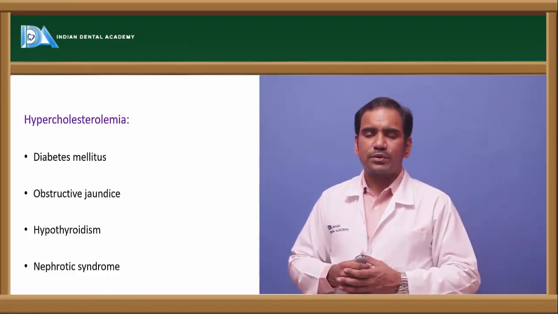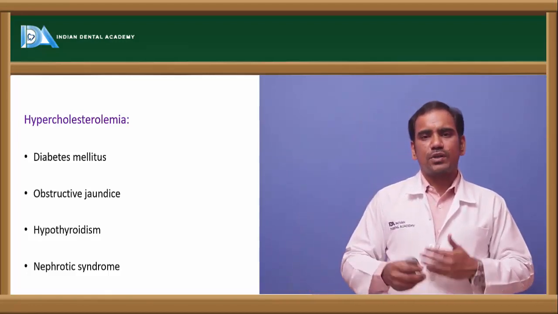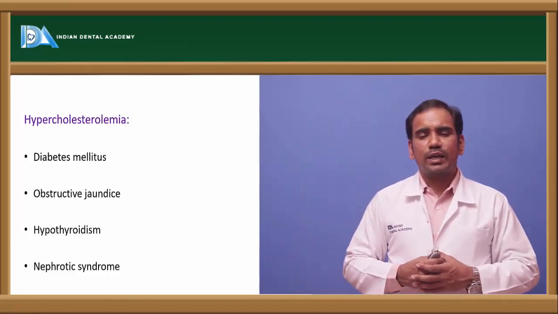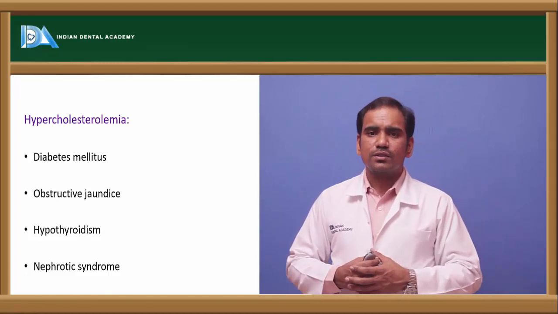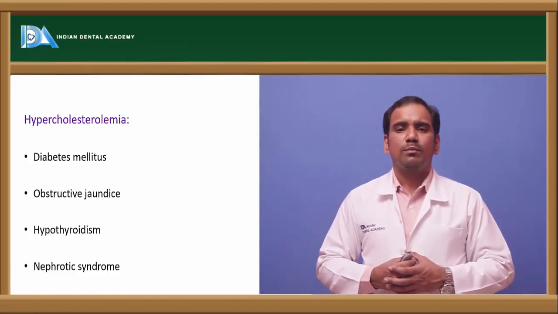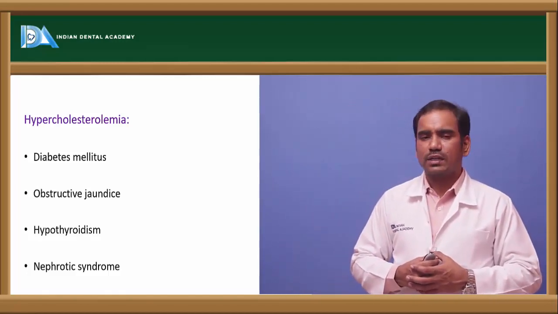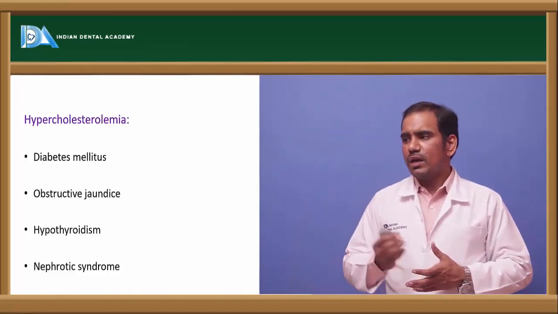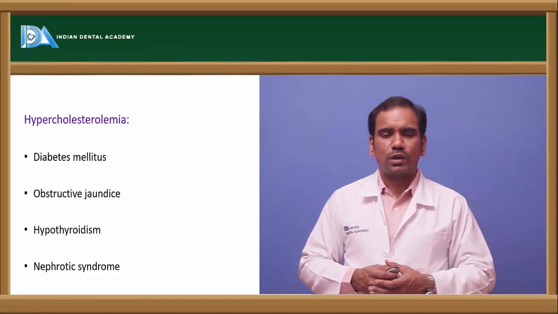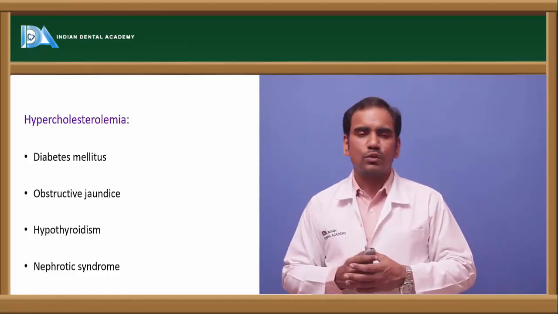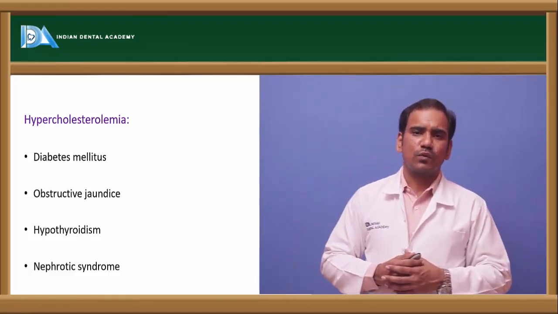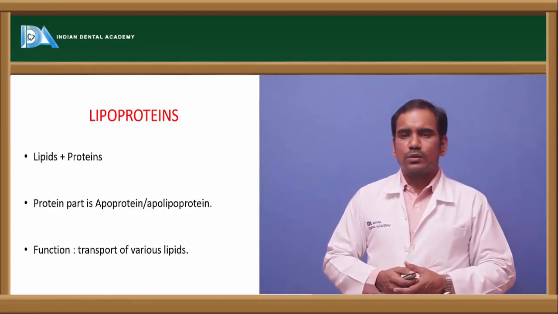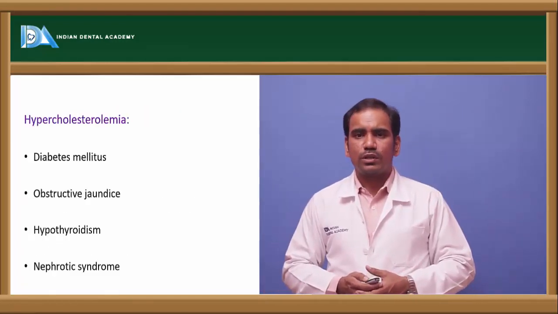In case of obstructive jaundice, there is obstruction in the excretion of bile, so that leads to increased concentration of cholesterol in the blood. So that is one more condition that leads to hypercholesterolemia. And in hypothyroidism and nephrotic syndrome, in these two conditions also there is increased concentration of cholesterol in the blood. So this is about the cholesterol metabolism.